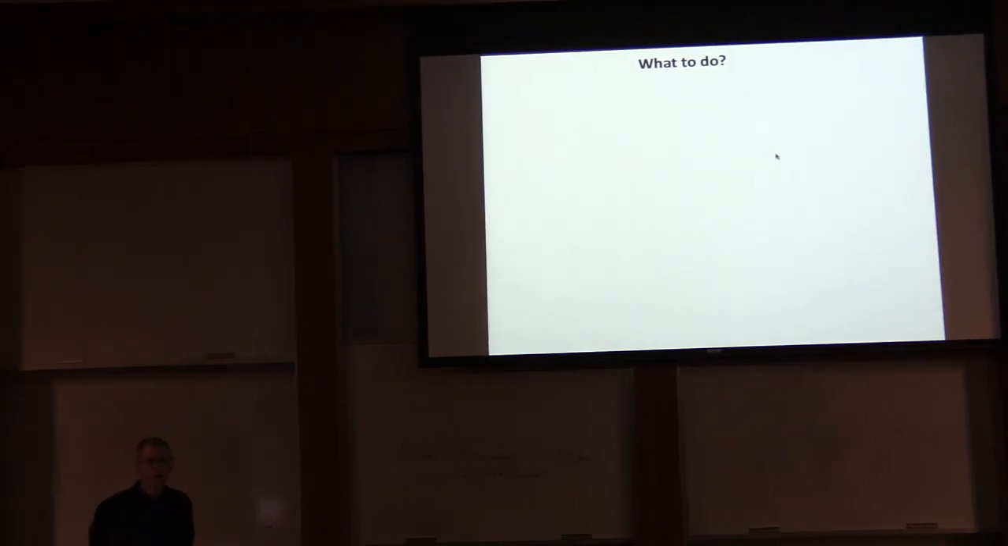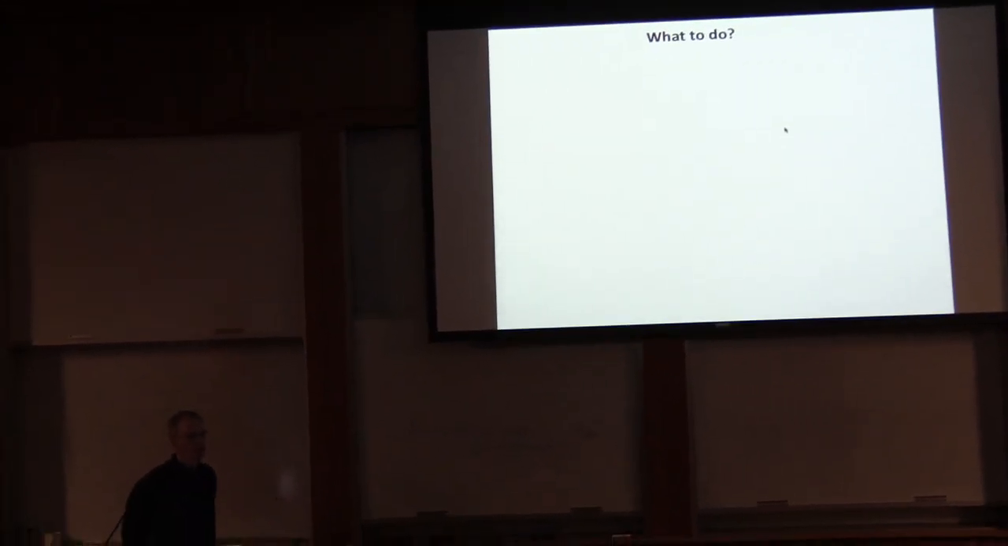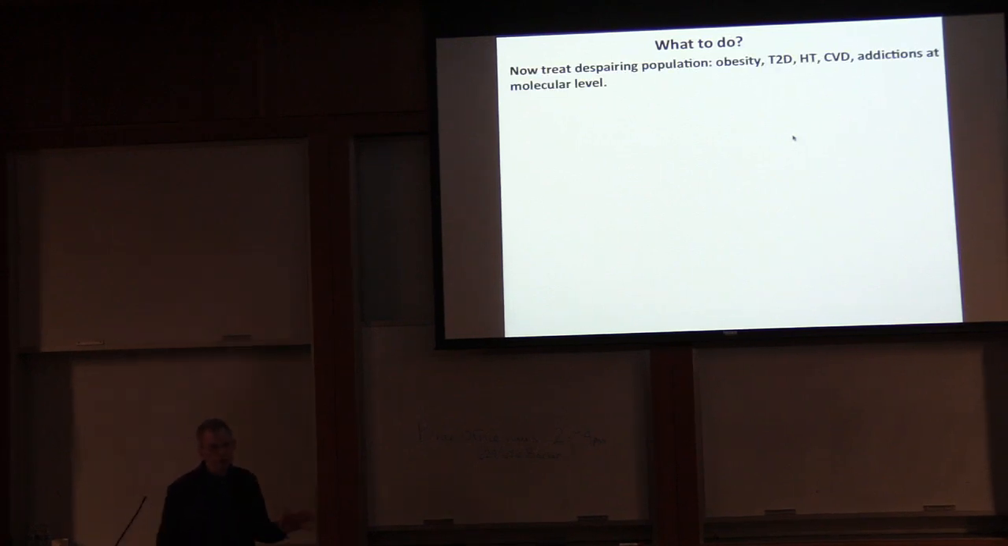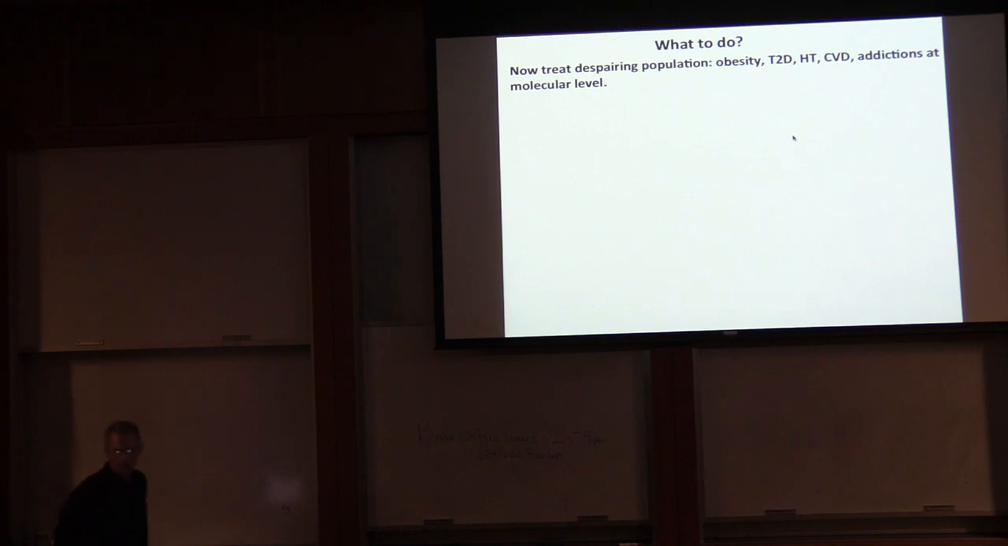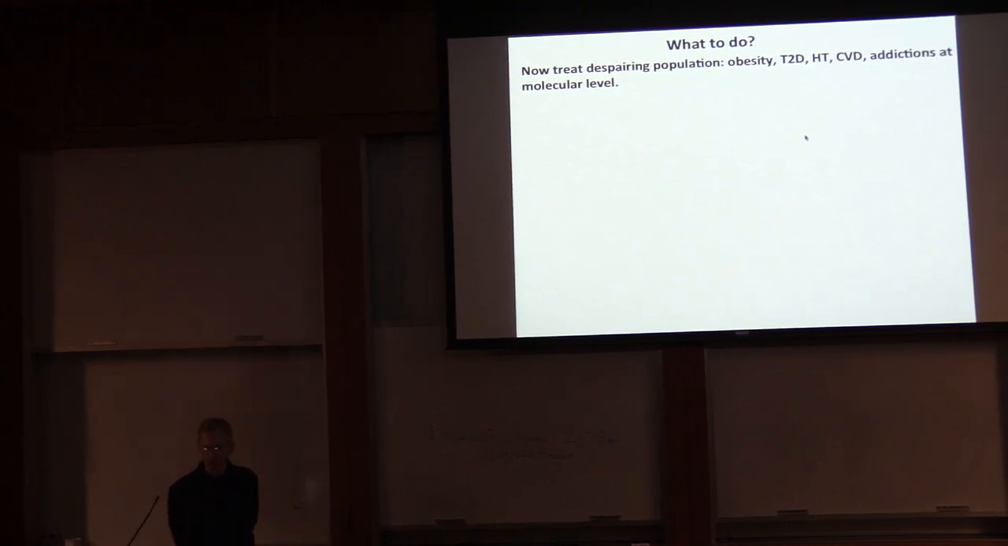So what to do? The first thing is that we're now treating a despairing population, which is obese and has type 2 diabetes, hypertension, cardiovascular disease, and addictions. We're treating them at the molecular level. And of course, this is the level that evolved 600 million years ago. These are all of these brain circuits, all of the cellular signaling circuits we had by 600 million years ago.